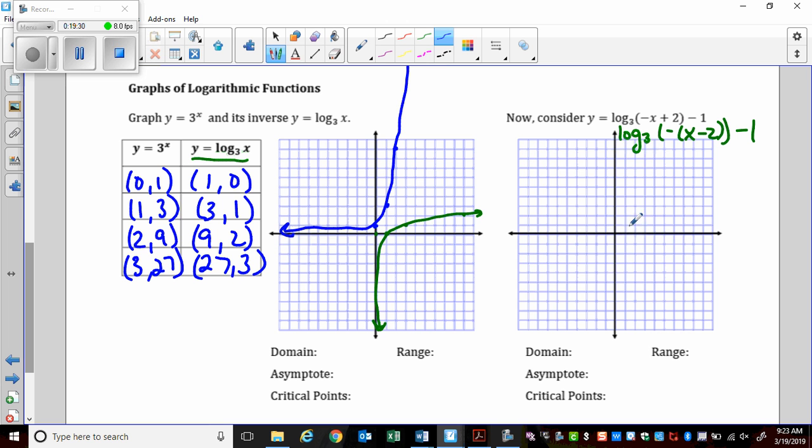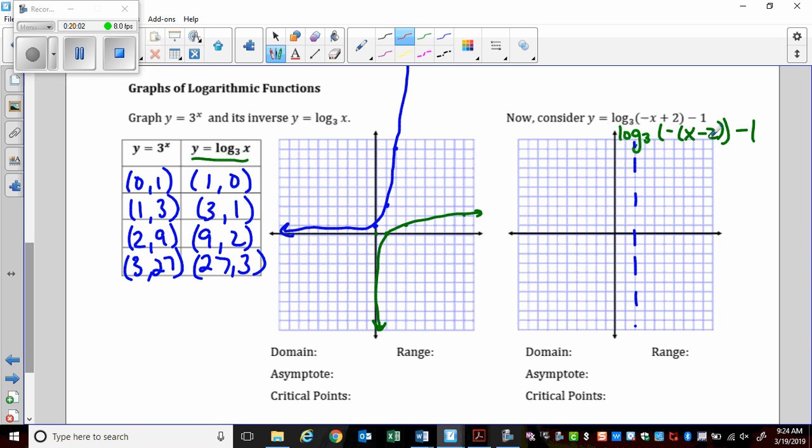Instead of being at this point 1, 0, we're going to shift it to the left. We're going to shift it to the right too, which means my new asymptote is not going to be on the y-axis. It's actually going to be on the right too. So this is my new asymptote. And I'm going to shift it down 1.